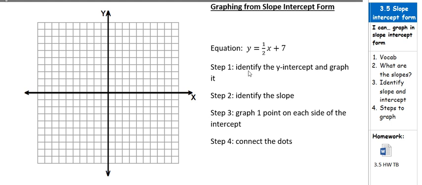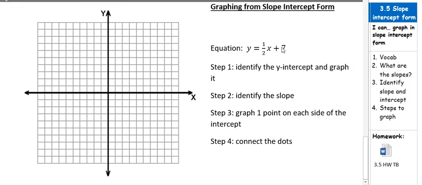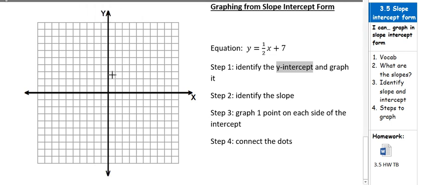Here we go with step 1. It says identify the y-intercept and graph it. Where is my y-intercept? Let's think back. The y-intercept is always the one that doesn't have the x on it. My y-intercept in this case is 7. Y-intercept means it's where it crosses the y-axis. So where is positive 7 on my y-axis? 1, 2, 3, 4, 5, 6, 7.